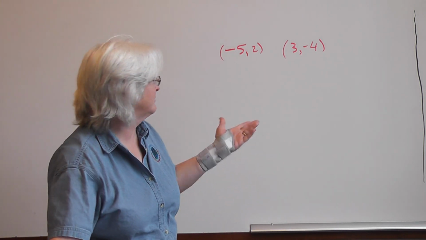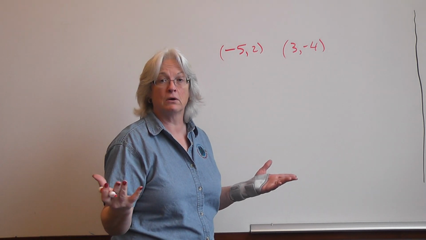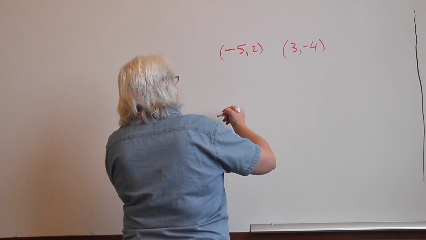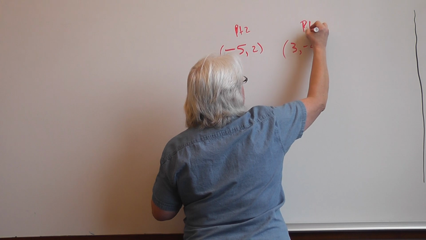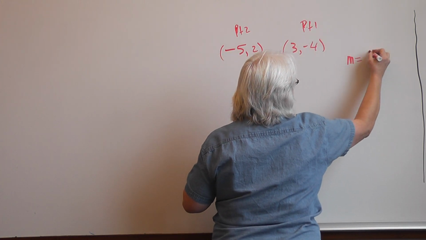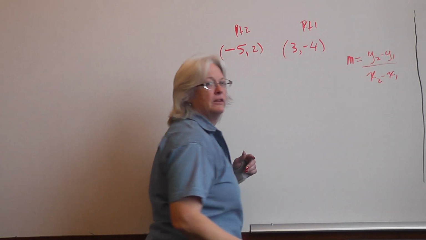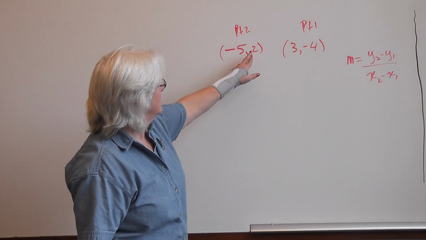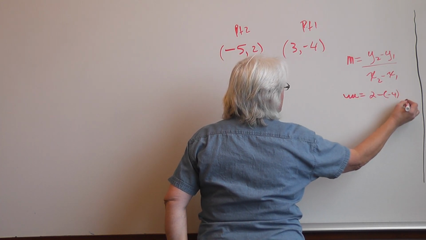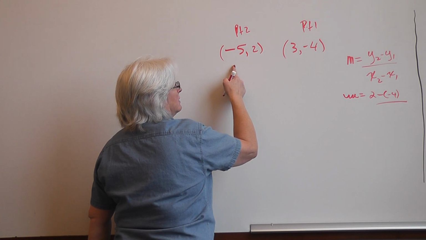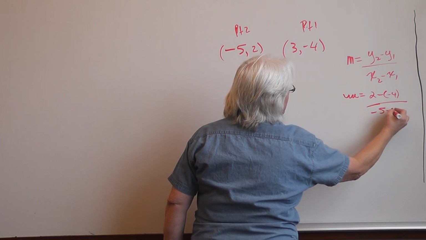What do we have to do? We have to calculate the slope first. Doesn't matter which one of our points we call point 1. No, it doesn't matter at all. I'm just going to say this is point 2 and this is point 1. And I'm going to remember that slope is the difference of the y values divided by the difference of the x values. Slope is 2 minus a negative 4, divided by negative 5 minus 3.